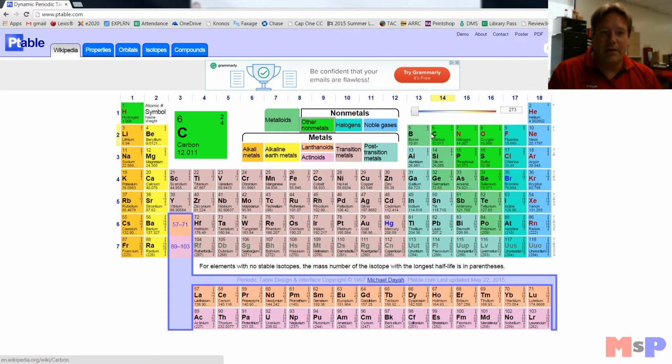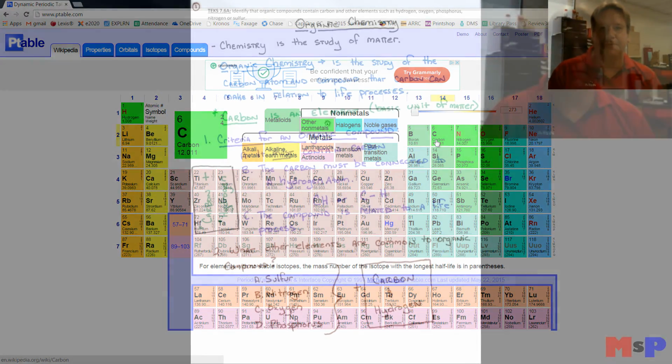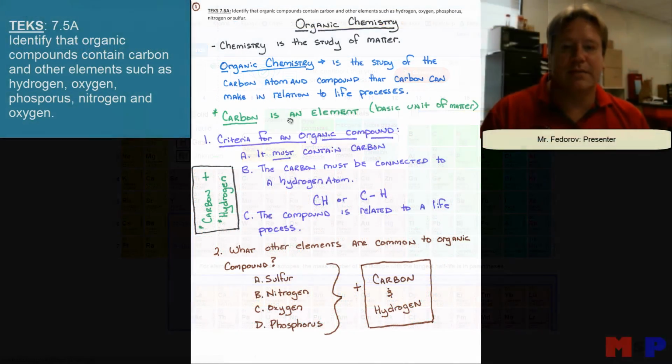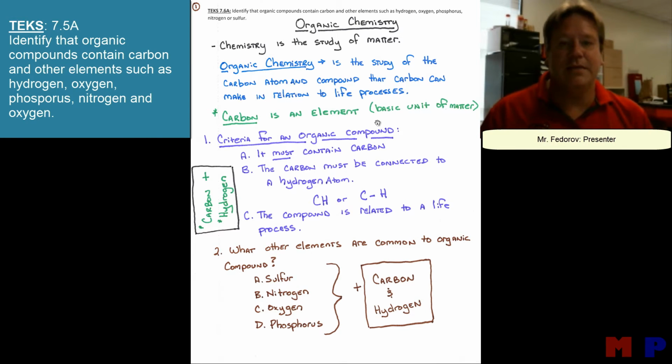Carbon, right here, is the element that we're talking about. That element is the focus of organic chemistry, and it is what carbon binds to and combines with to form other compounds that we study in organic chemistry. So when we're looking at carbon as an element, we are going to be studying the carbon atom, but we're also going to be looking more specifically at organic compounds.